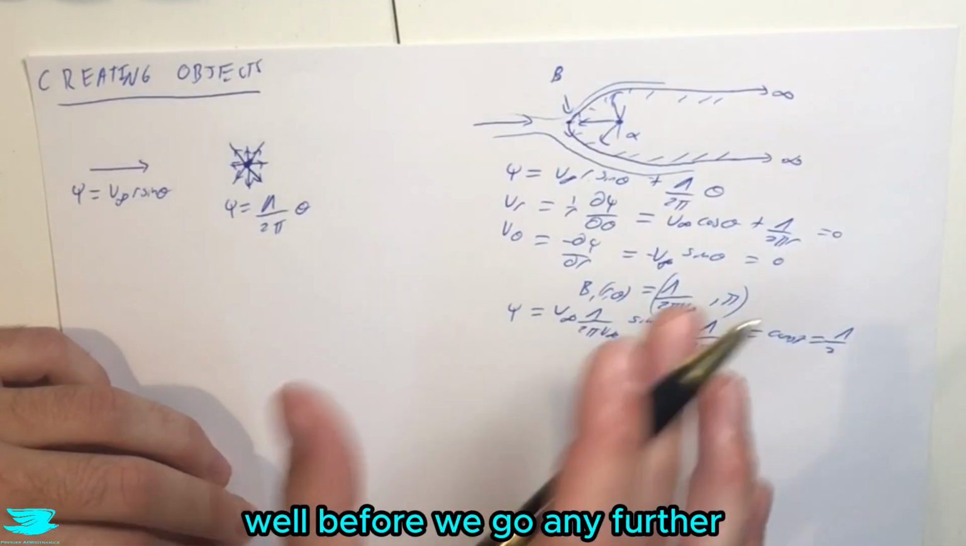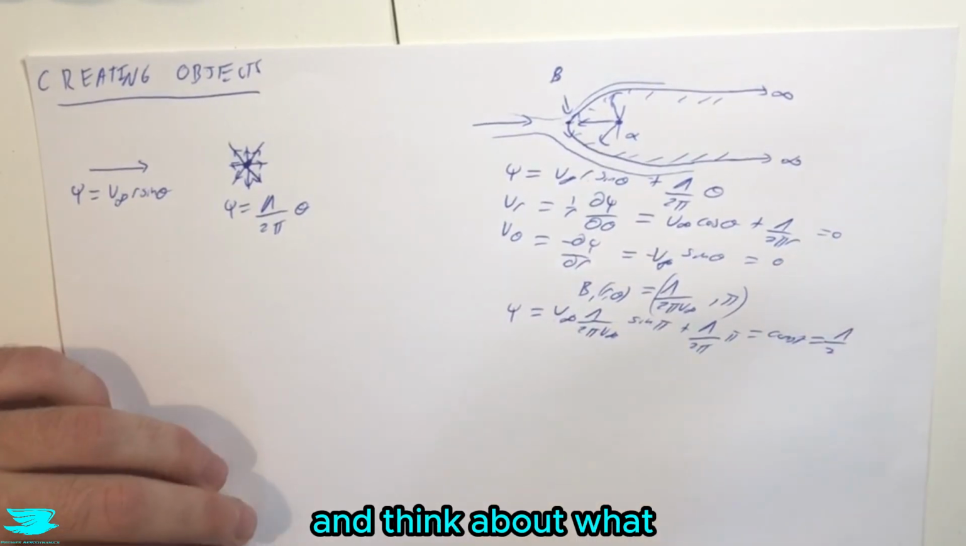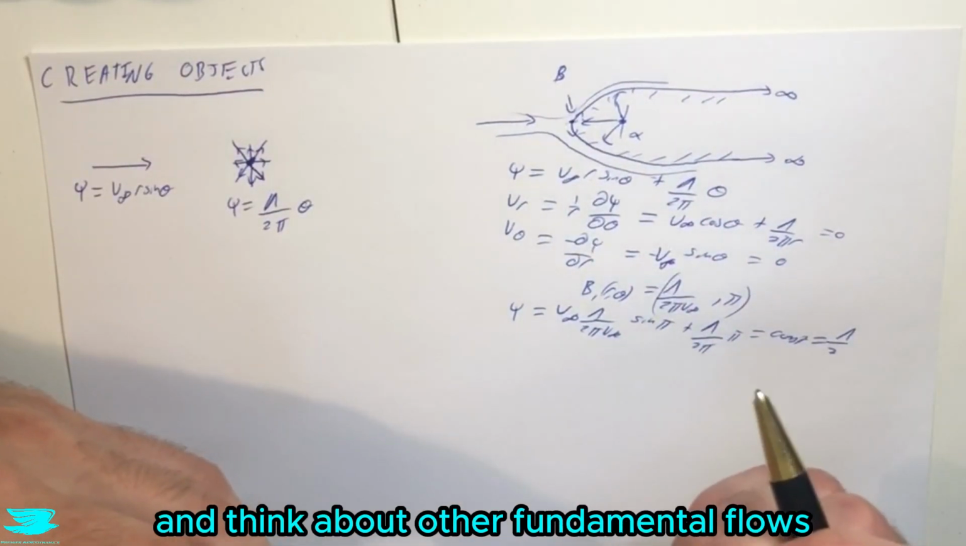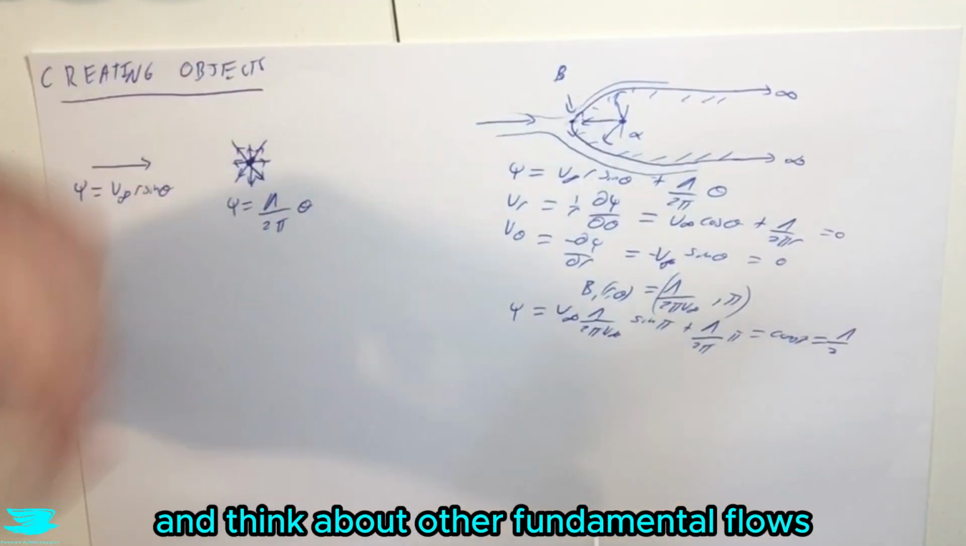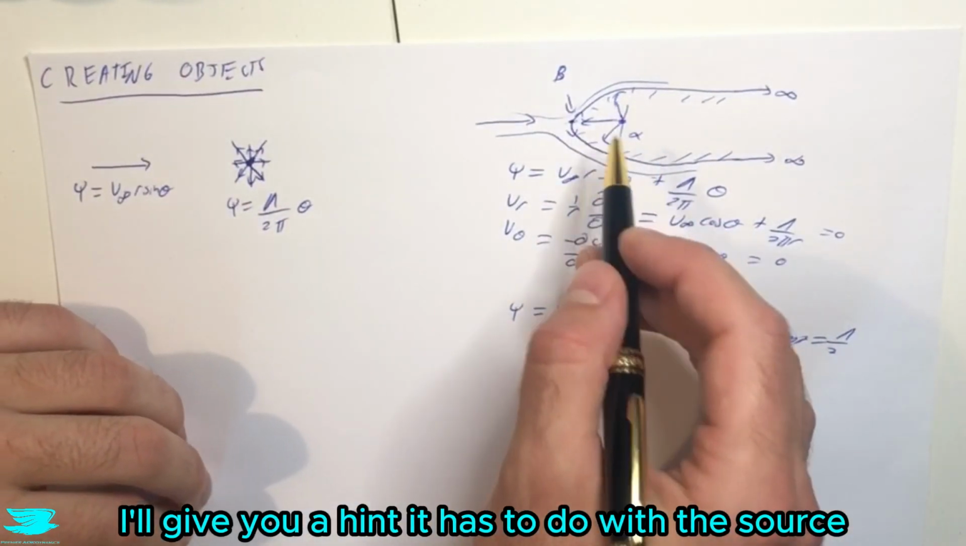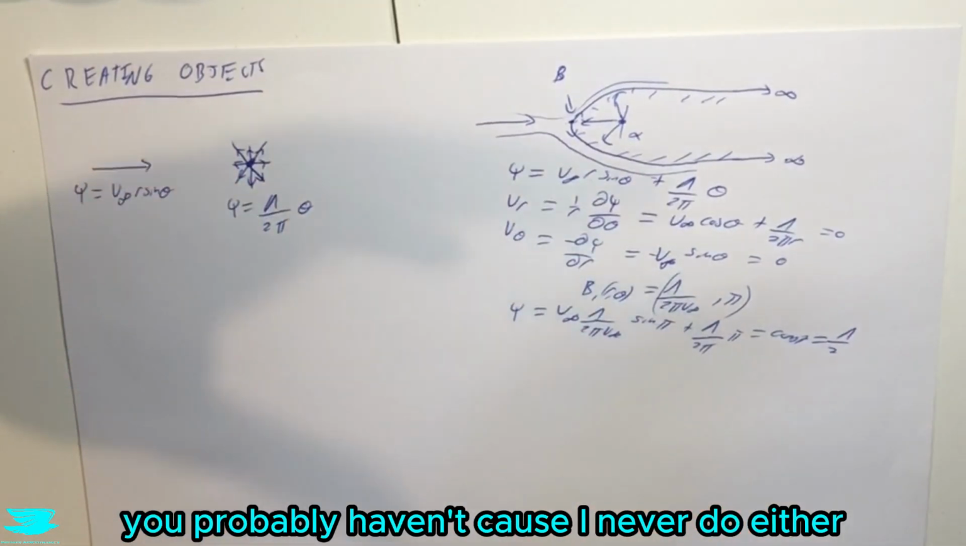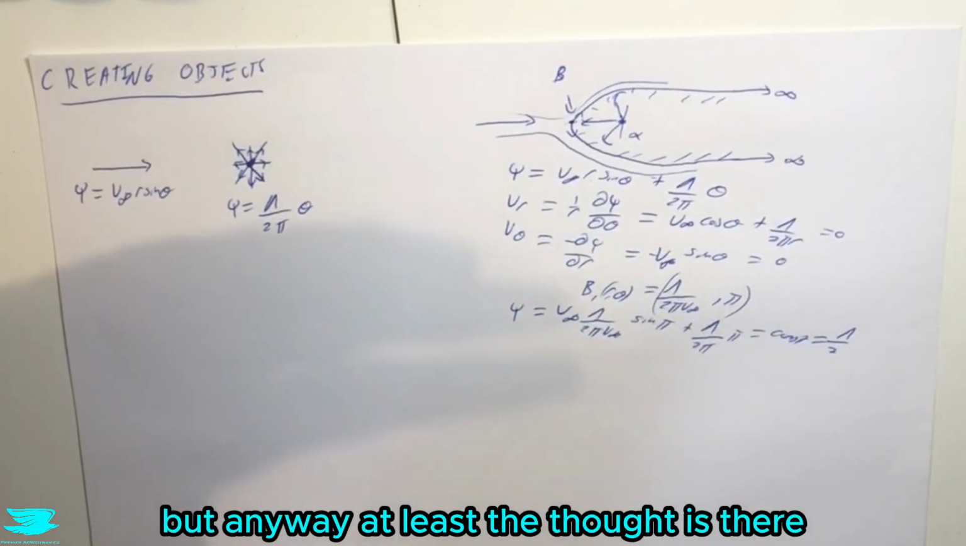Before we go any further, I want you to pause this video and think about what we've been going through in other videos up to this point, and think about other fundamental flows. I'll give you a hint: it's to do with the source. So I assume you've paused the video now. You probably haven't, because I never do either. But anyway, at least the thought is there.